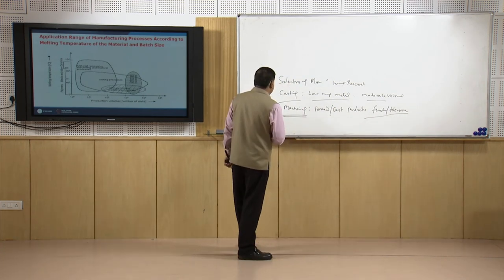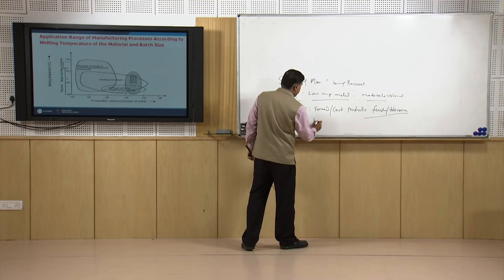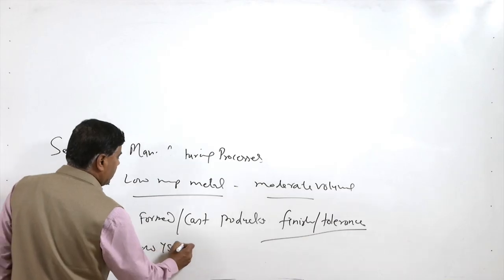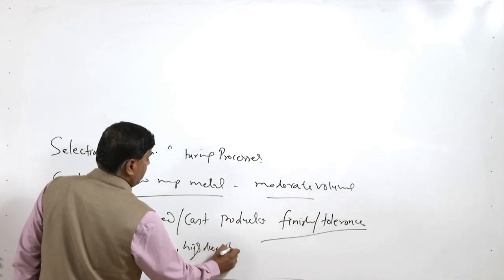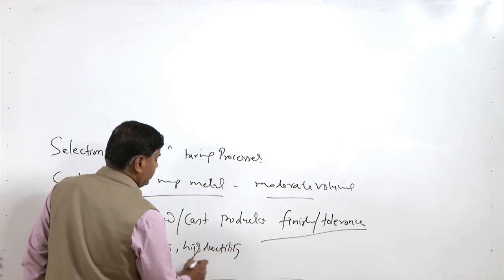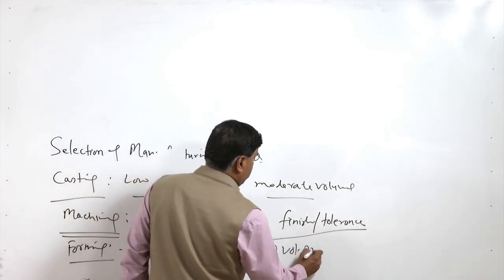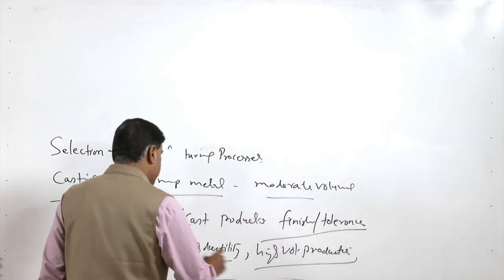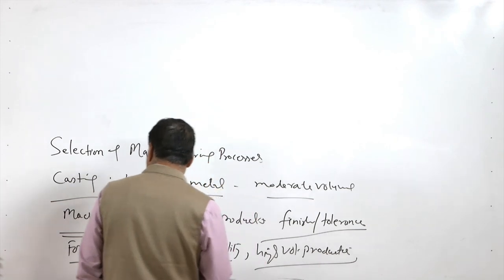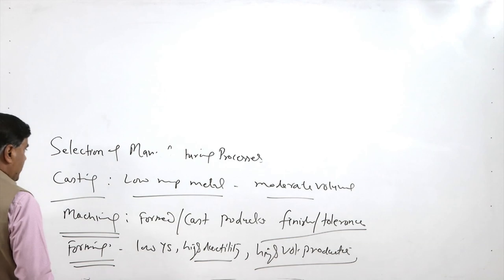So, tolerance, and then forming processes are used for metals of low yield strength and high ductility. And for high volume production, when the volumes to be made are very large, then only these high volume production processes based on forming are justified.